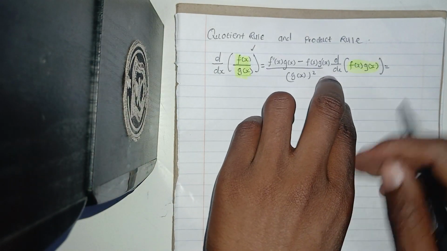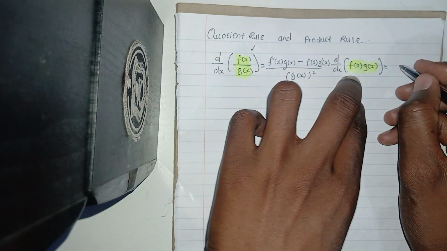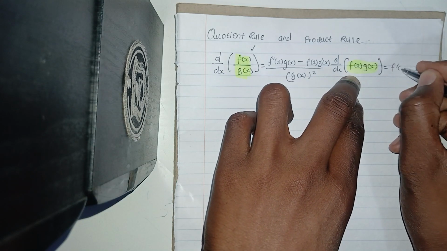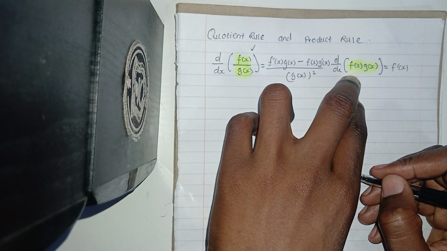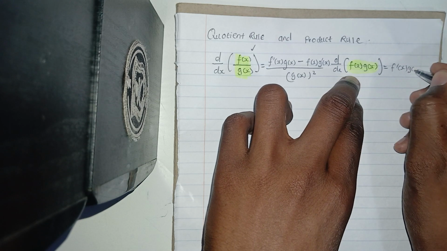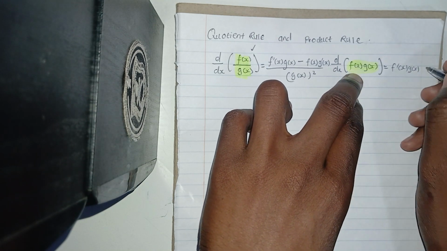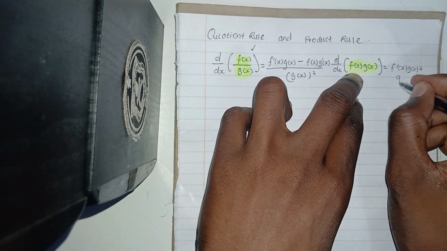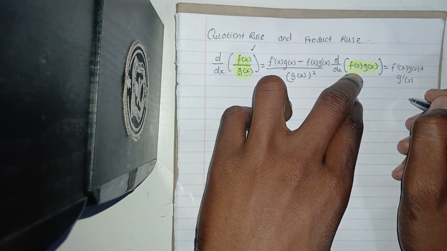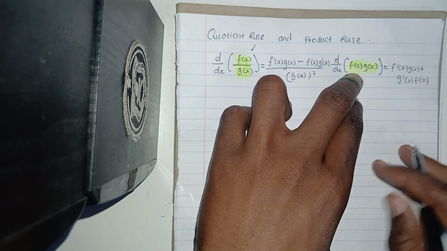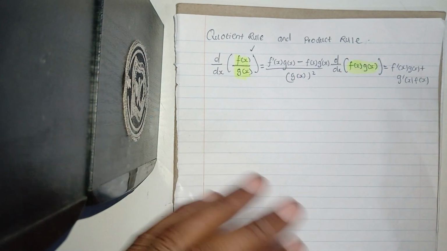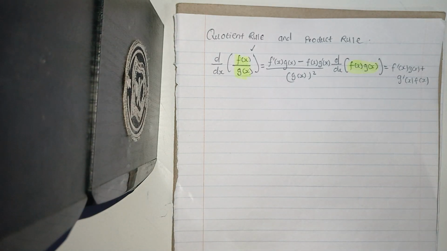And then secondly, when we're dealing with product, we just have to derive the first function and then multiply it by the second function and then add it to the derivative of the second function and then the first function, right? It's as easy as that, and you're going to understand it when we start doing examples.